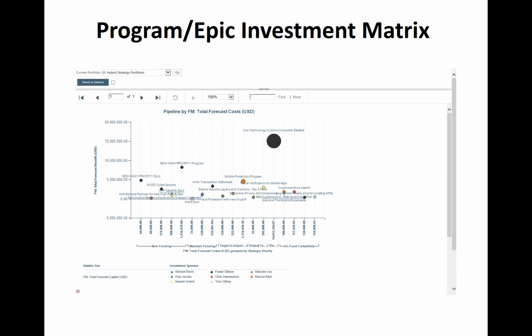PowerPoint. So when I'm presenting it to my stakeholders, we're looking at benefit, cost, what funding category it's in, color is who's sponsoring it, size is the capital requirements. When questions come up, we can actually interact with the analytic inside of the PowerPoint user experience.